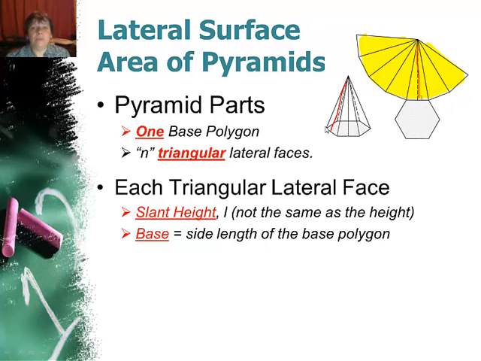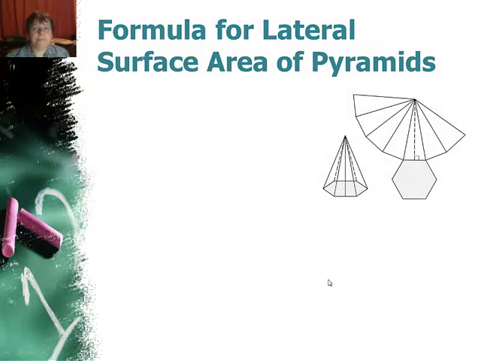The base will be the side length of the base polygon. So the base of the triangle, not to be confused with the base, big B, but the little b here, is equal to the side length of the polygon. So you could say that the lateral face is going to be the side times the slant height all over 2, basically using the area formula for a triangle.